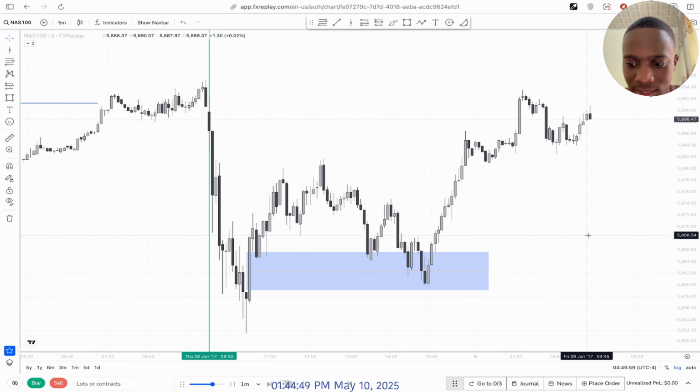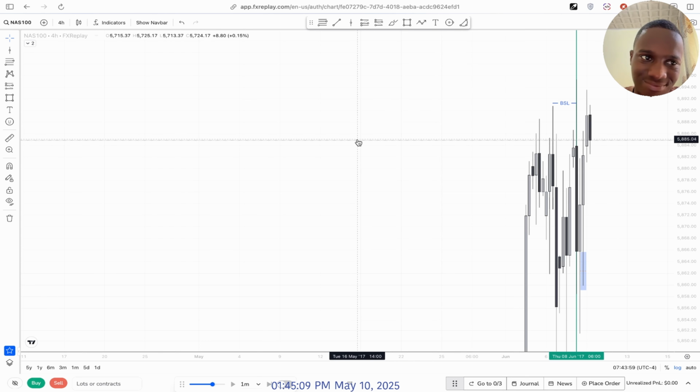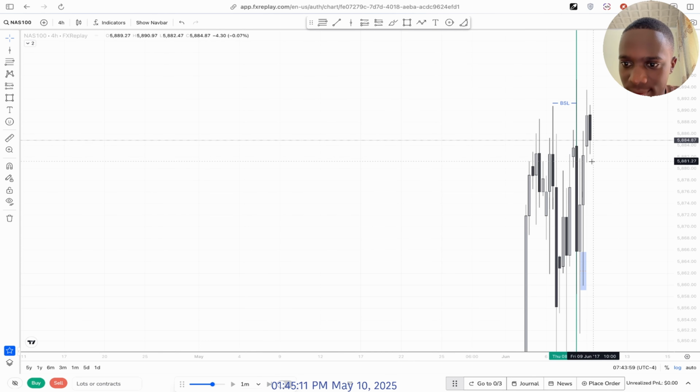And what day is this? Friday, 9th June. Thank God this wouldn't be an FP. Okay, it's consolidating and dropping a bit. How does the 4 hour look like? We've got buy side here and buy side here, so maybe we might anticipate it to be taken.